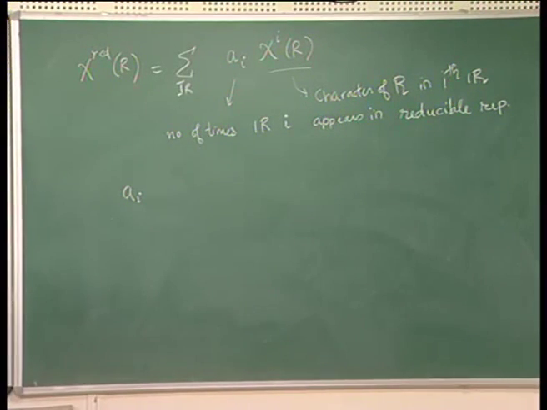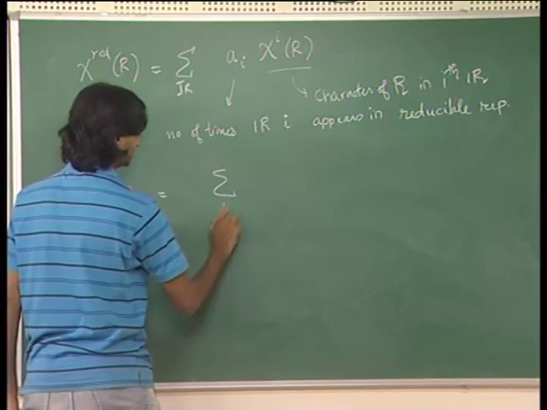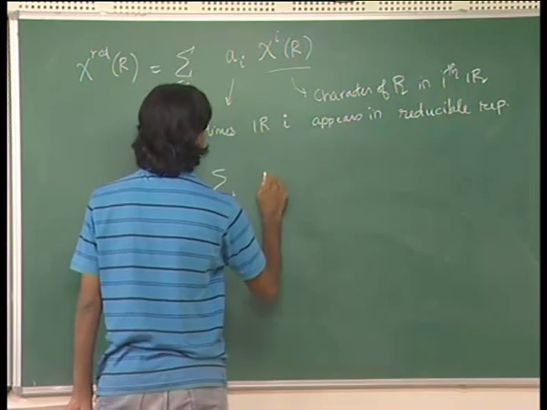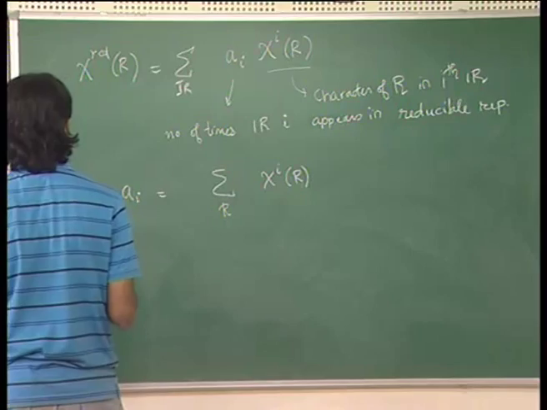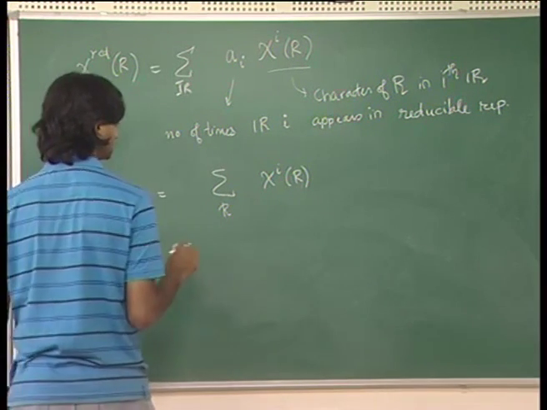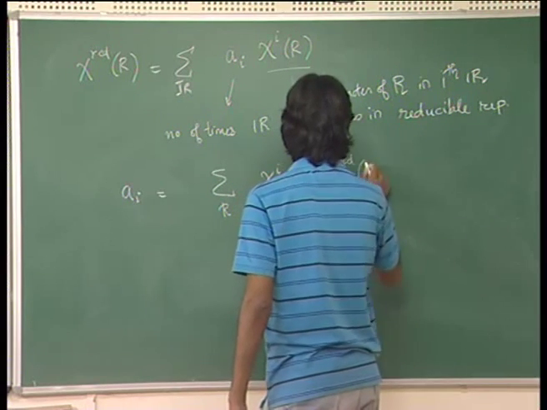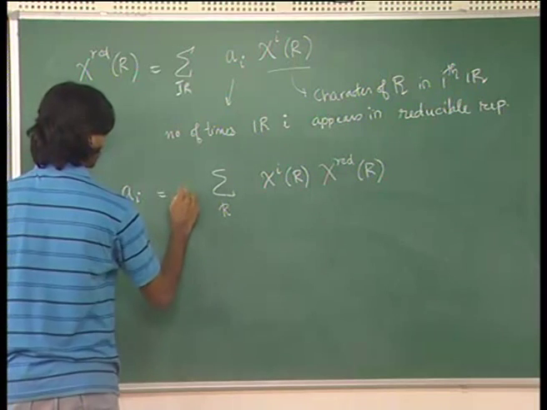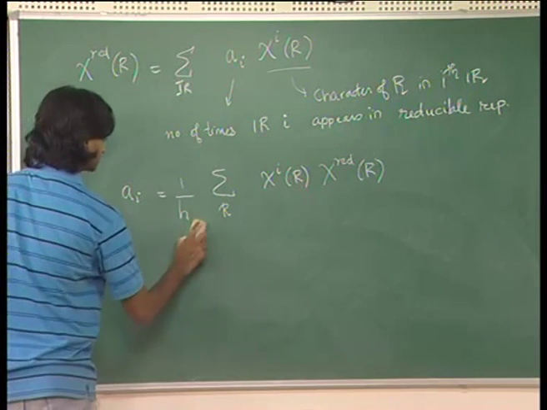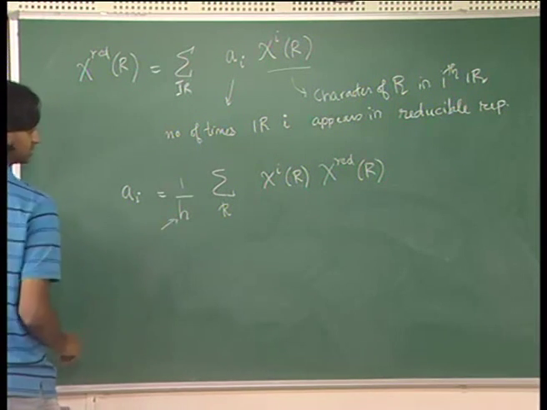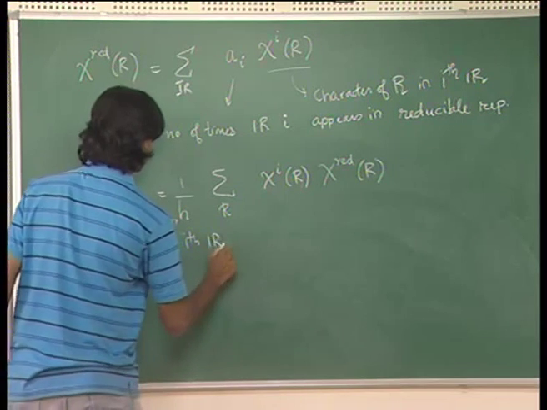Okay. And here you can use the great orthogonality theorem. So, you can immediately use the great orthogonality theorem and you can say that A_i is equal to sum over all R of chi_i of R and chi reducible of R, divided by h, where h is the dimension of the ith irreducible representation.